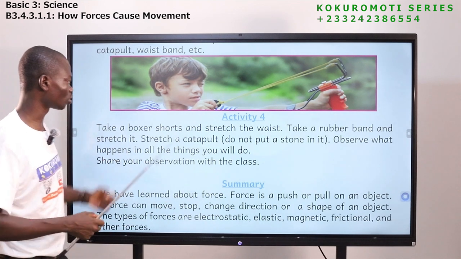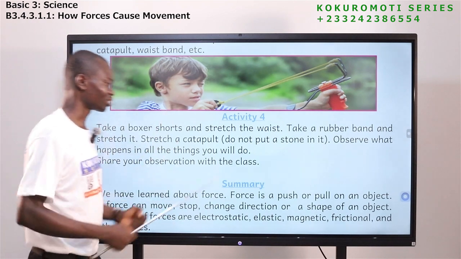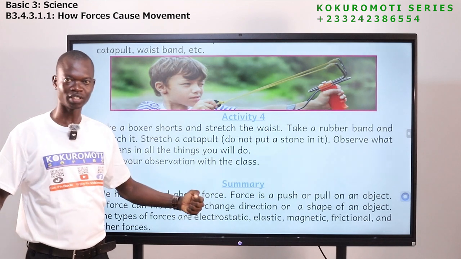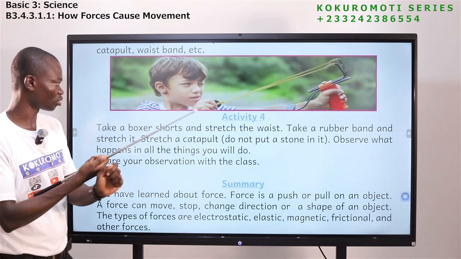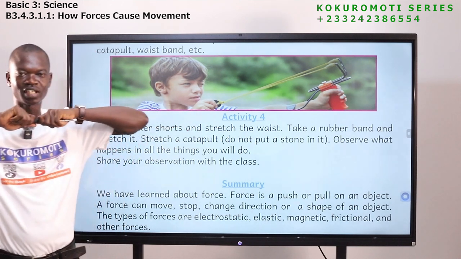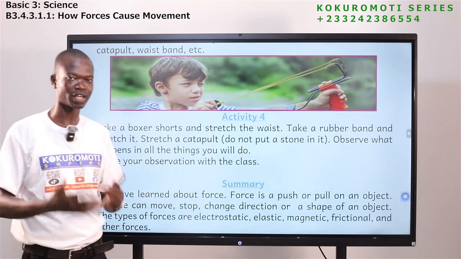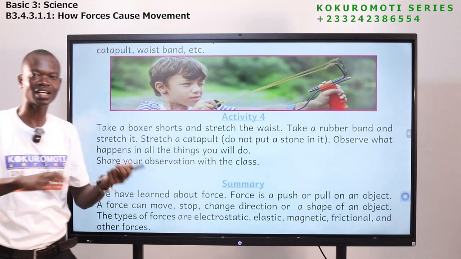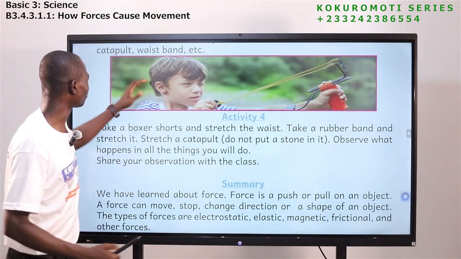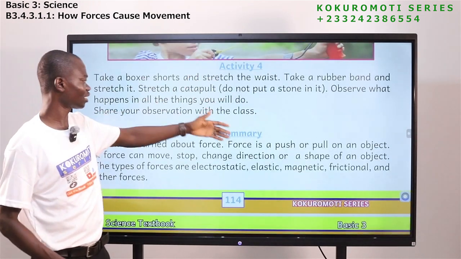So with the boxer short, if you stretch it, the rubber band, if you stretch it, the catapult, if you stretch it, you see that it will be able to be stretched. You can stretch it. Do you get it? And you can also twist it as well. But something like this, I cannot stretch it. So there are some things that can be stretched, some things that cannot be stretched, some things that can be twisted, and some things that cannot be twisted. So we have given examples. Things that can be stretched and twisted have what? This type of force called what? Elastic force.